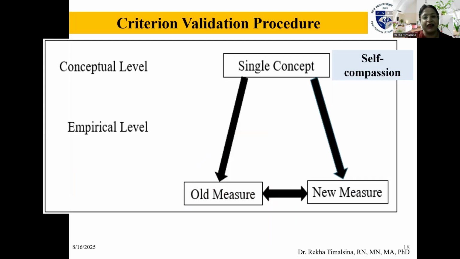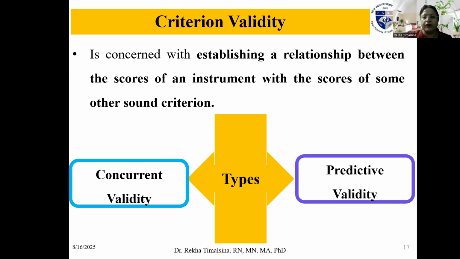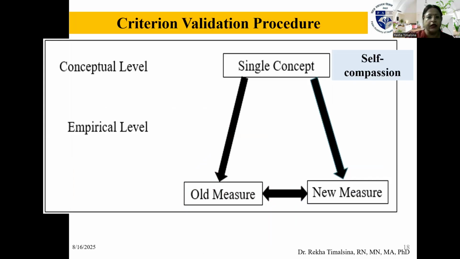For criterion validation, we should compare the new measure with the old measure. If the new measure obtains the same results as the old measure, then the new measure is said to be valid. The following figure shows that there is a single concept at the conceptual level for which the new measure and the old measure are to be compared at their empirical level.